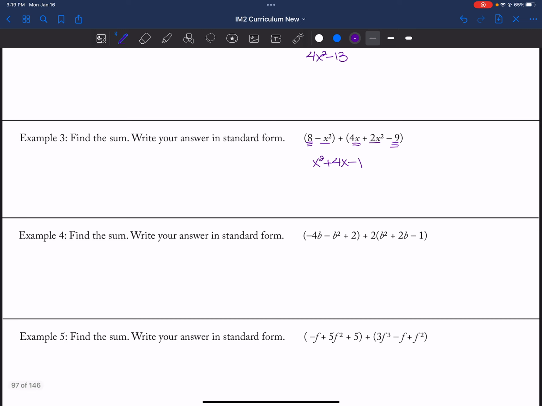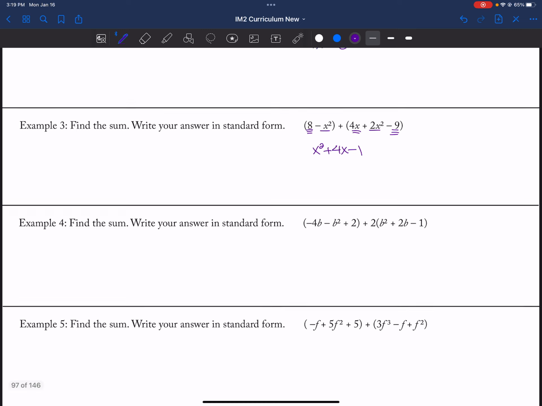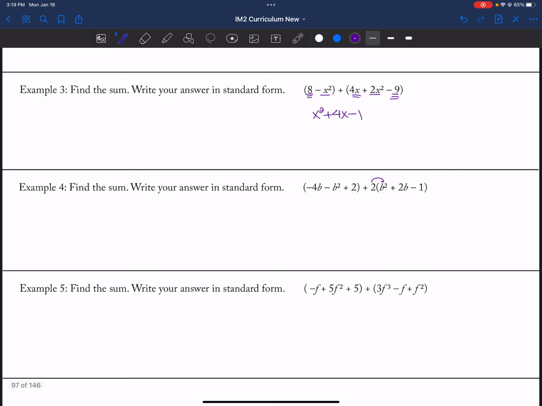Okay, so now, with what we've done before, I can go ahead and distribute this and then add them together. So I have negative 4b minus b squared plus 2 plus 2b squared plus 4b minus 2. So I have negative 1b squared and a 2b squared gives me a 1b squared. A negative 4b and a positive 4b gives me no b's. And then a 2 and a negative 2 gives me 0. So the only thing I have is this b squared.